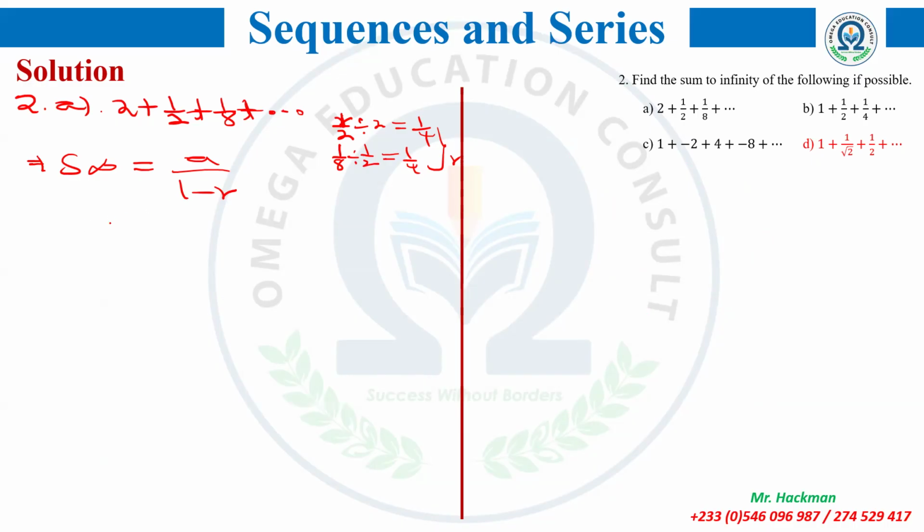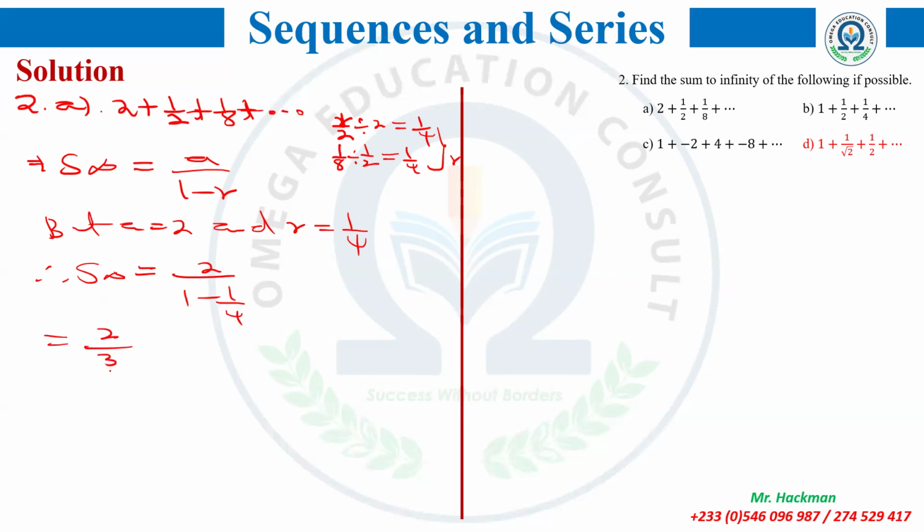So in that case, therefore, A is equal to 2, and my R is equal to 1 over 4. You go and substitute. So, therefore, the sum to infinity, what I've been asked to find here, will be equal to 2, which is your A, over 1 minus 1 over 4, which will give us 2 over 3 on 4. Which in effect will give us 2 times 4 on 3. Am I right?